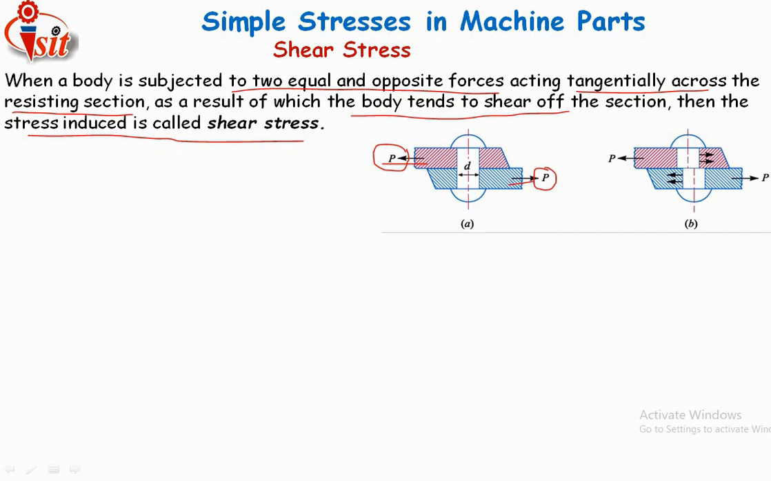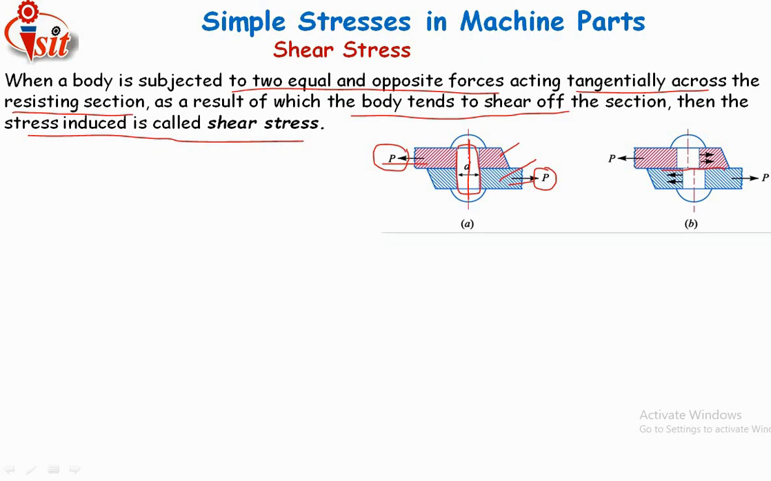That means there are two equal and opposite forces acting tangentially. Now this is the rivet and these are the two plates. These two plates are joined by this rivet, as shown in the figure. This is the resisting section, the cylindrical portion of the rivet, and these are the two plates, one at the top side and one at the bottom side. When these two forces P are applied in opposite directions with the same magnitude, this body tries to shear off. This is the shearing.